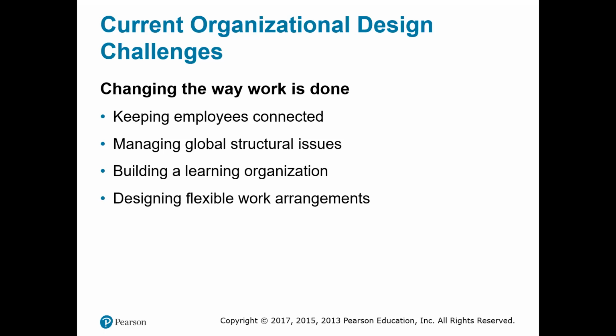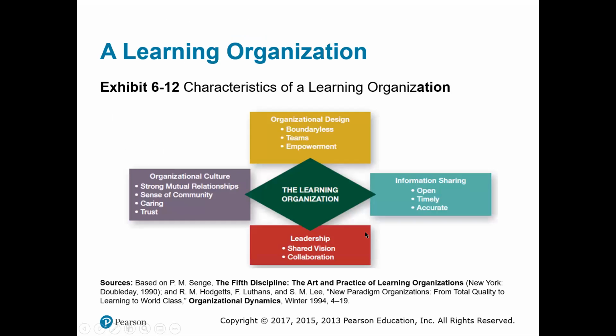Suppose we are going for accreditation. How do we get all the campuses to work for an accreditation? Right? Difficult. So managing global structural issues, we spoke about it. Sometimes you can have issues. Communication can be a problem. It can be time consuming. Bureaucracies can be there. Decision making can become slow. There can be a lot of issues because of structure. Building a learning organization, very important. We need to have a learning organization, which is reinventing, revitalizing, and renewing itself. Designing flexible work arrangements, I think that's part of the challenges that we have today. So let's go and see what this learning organization looks like.